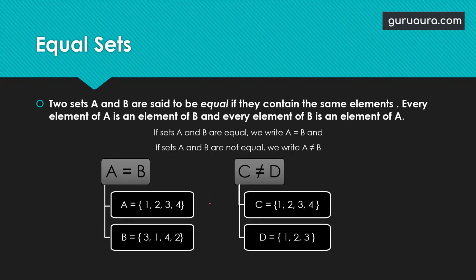Now let's look at the two sets C and D. Set C consists of 1, 2, 3 and 4 as its elements. Set D consists of 1, 2 and 3 as its elements. Now, if we observe, we can see both the sets have 1, 2 and 3 as its elements, but set C also has 4, which set D does not have. This means set C is not equal to set D.